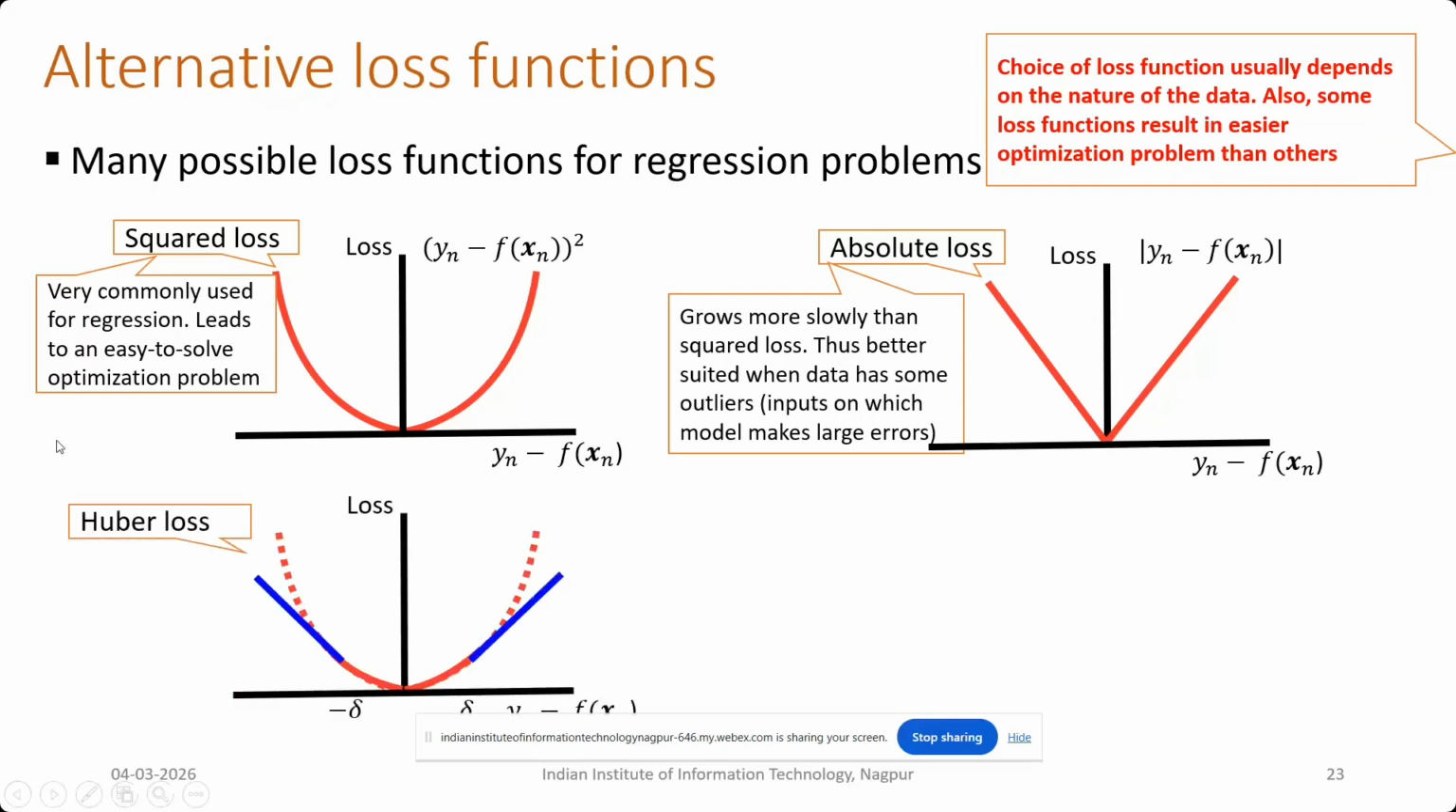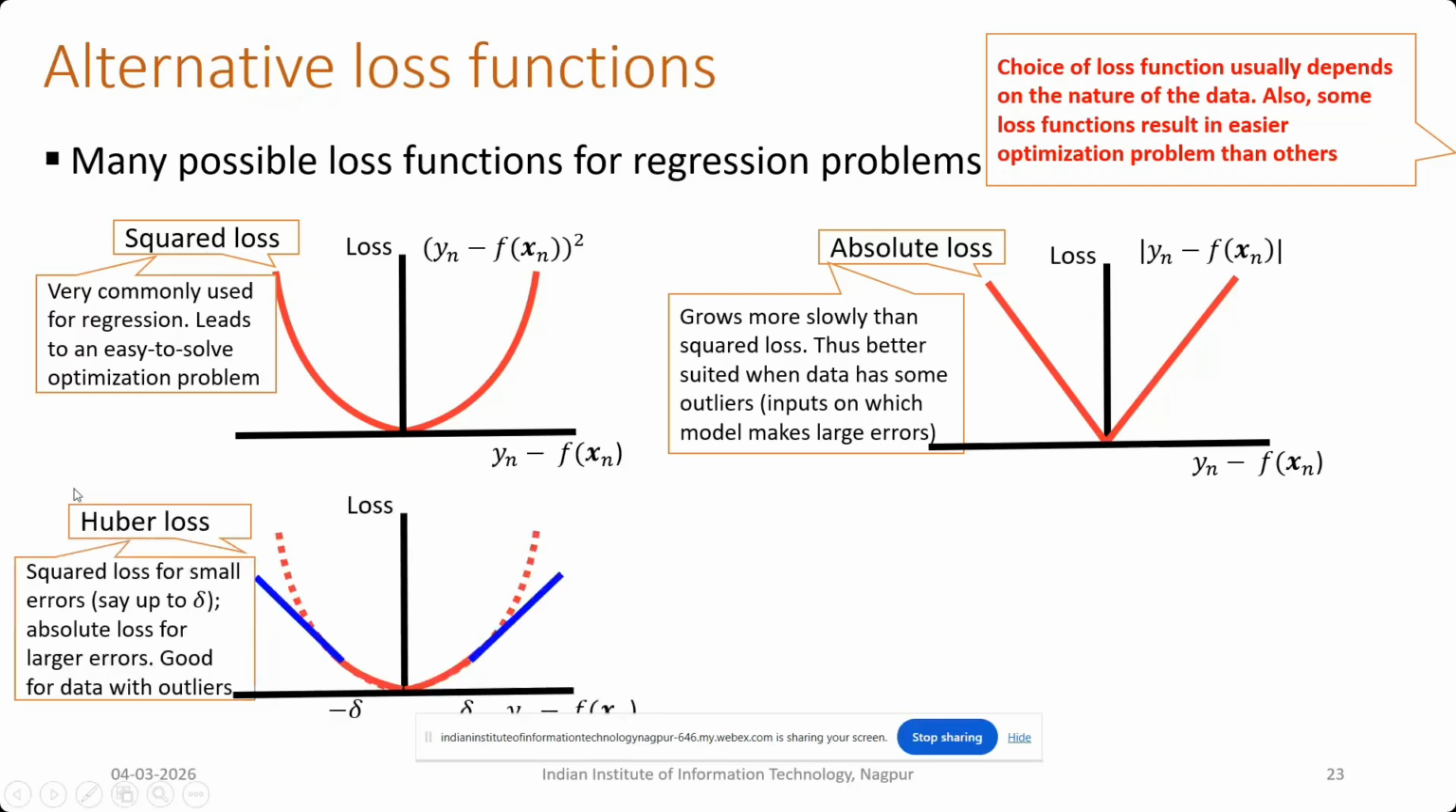Then there are other types of loss, that is Huber loss. It is basically nothing but the combination of the squared loss and the absolute loss. Close to zero, we are using a squared loss. However, for large values of loss, we are using the absolute loss. So this is a squared loss for small errors, say up to delta, and absolute loss for larger errors, good for data with outliers.